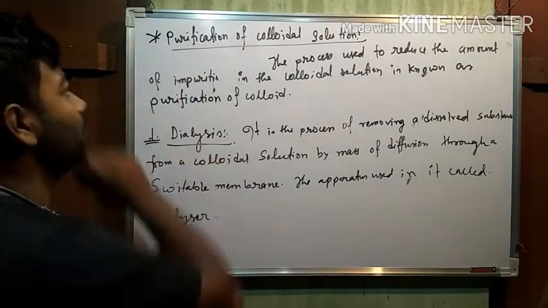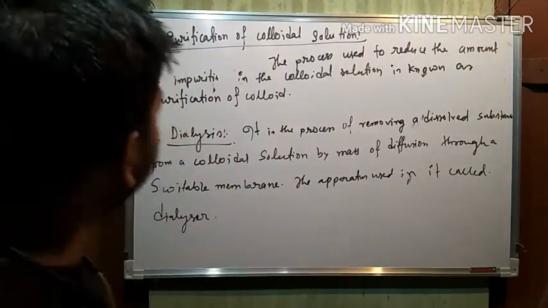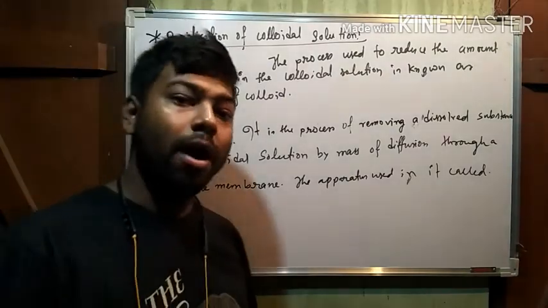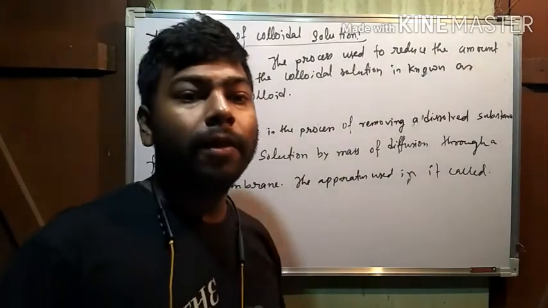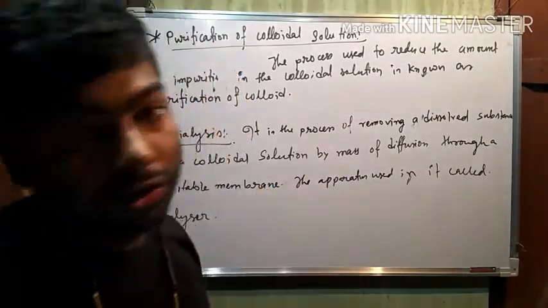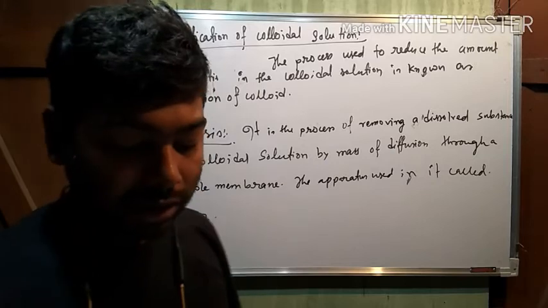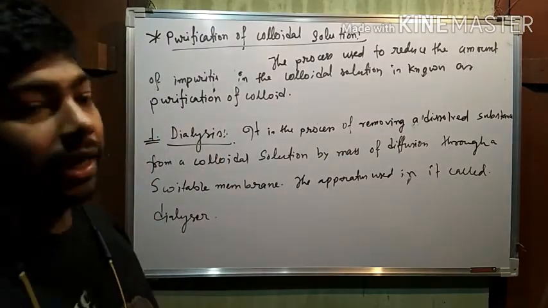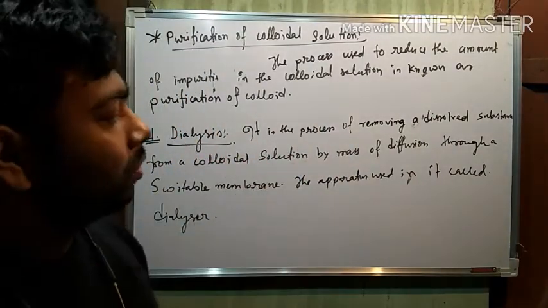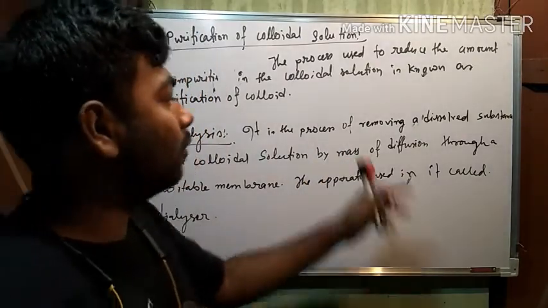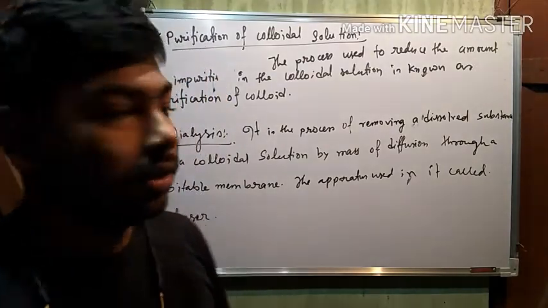Okay. Now, the next topic is the purification of colloidal solutions. Purification means the process used to reduce the amount of impurities in the colloidal solutions. Now, the first process for the purification of colloidal solution is dialysis. Dialysis is the process of removing dissolved substances, that means impurities, from the colloidal solutions by diffusion through a suitable membrane, and the apparatus is known as a dialyzer. This one.